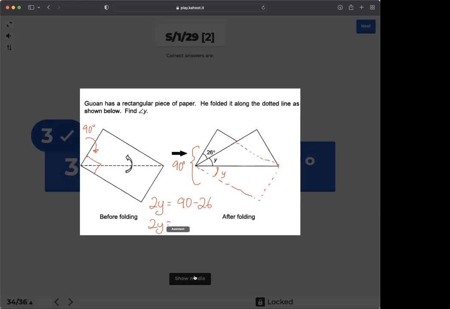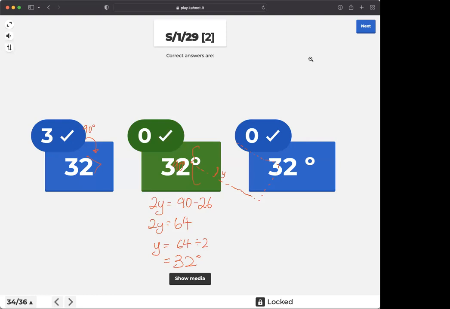Okay, without calculator, you should get 64. Am I right to say that? So to find 1y will be 64 divided by 2. And therefore your answer is 32 degrees. Okay, so those that did not get it correct, do you understand how to do this question now? Okay, if you understand, give me some feedback. Okay, get it? Good. Let's continue.